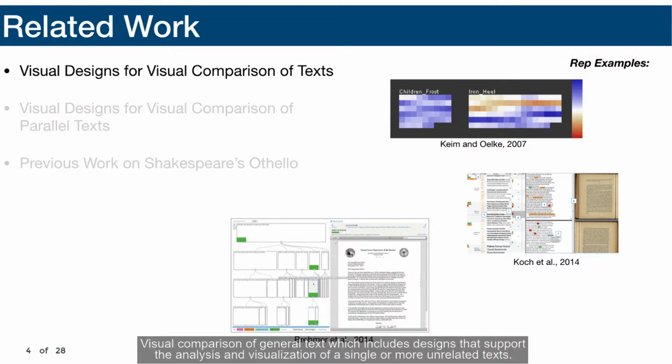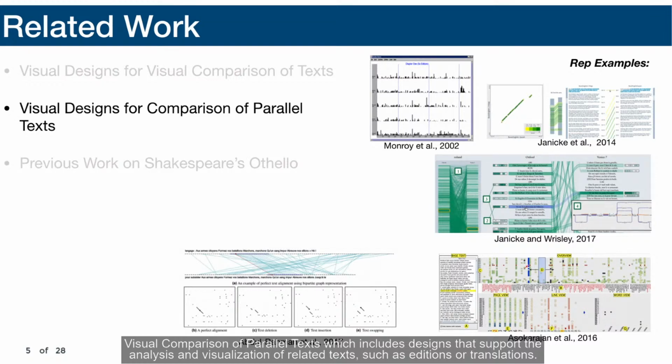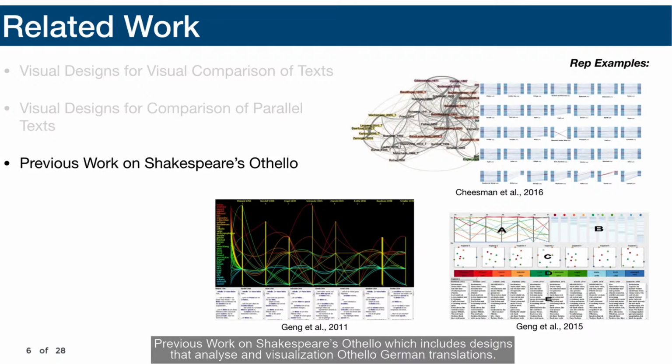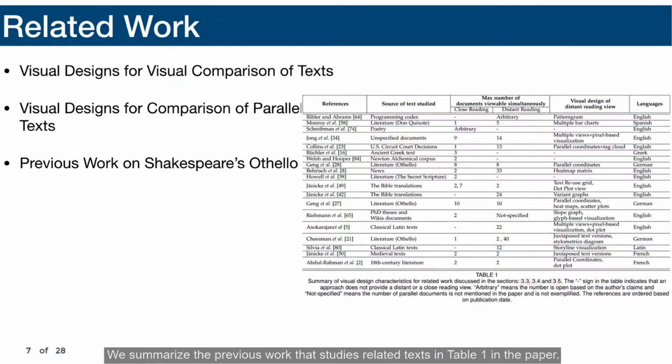Visual comparison of general text, which includes designs that support the analysis and visualization of a single or more unrelated texts. Visual comparison of parallel texts, which includes designs that support the analysis and visualization of related texts, such as editions or translations. Previous work on Shakespeare's Othello, which includes designs that analyze and visualize Othello German translations. We summarize the previous work that studies related texts in Table 1 in the paper.